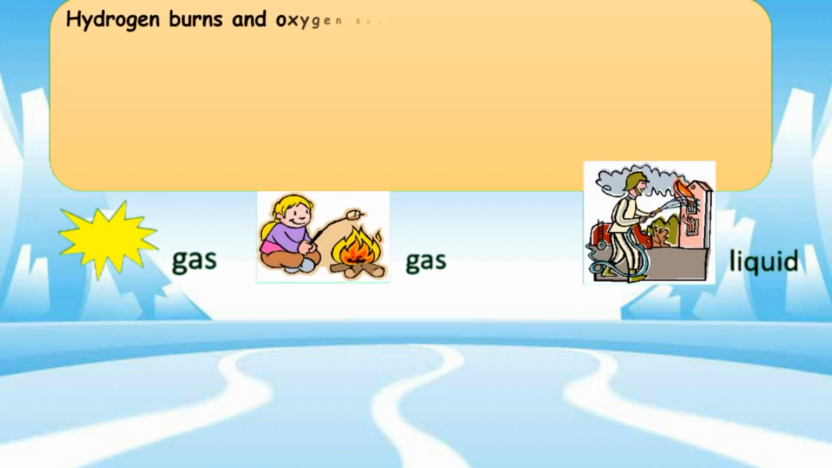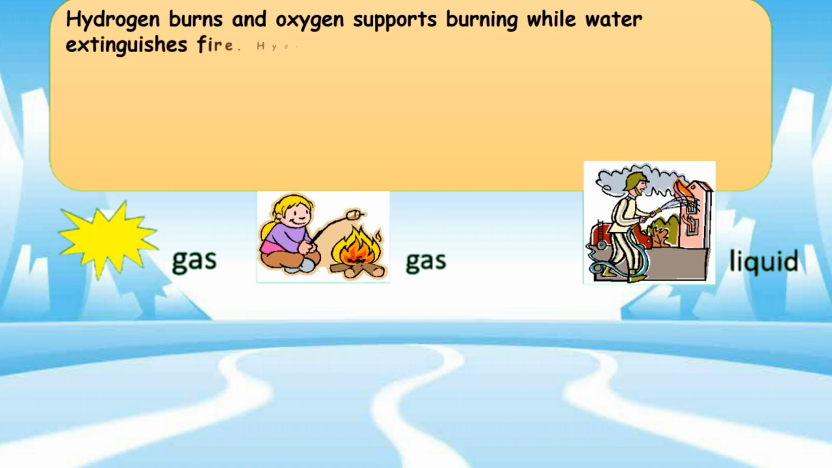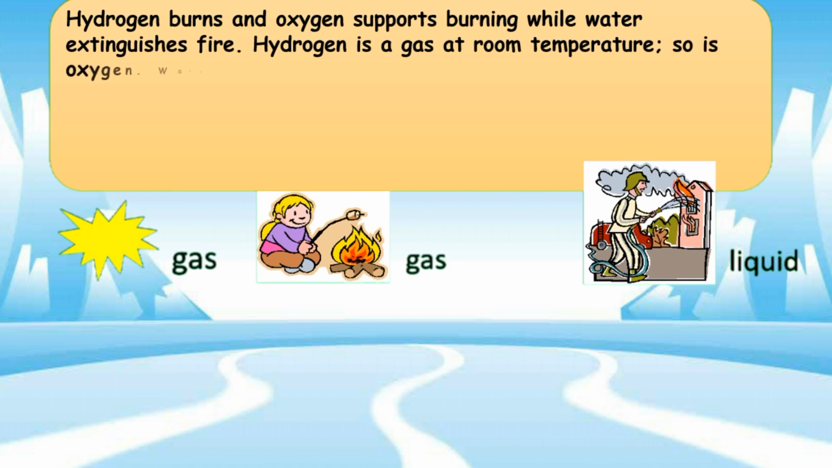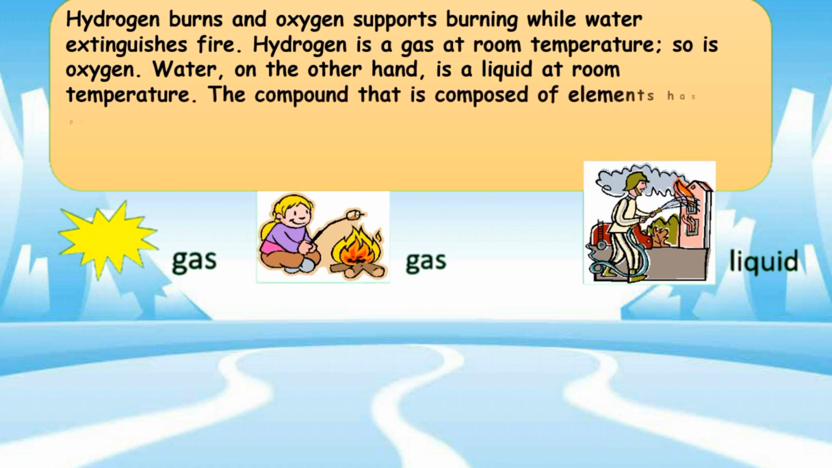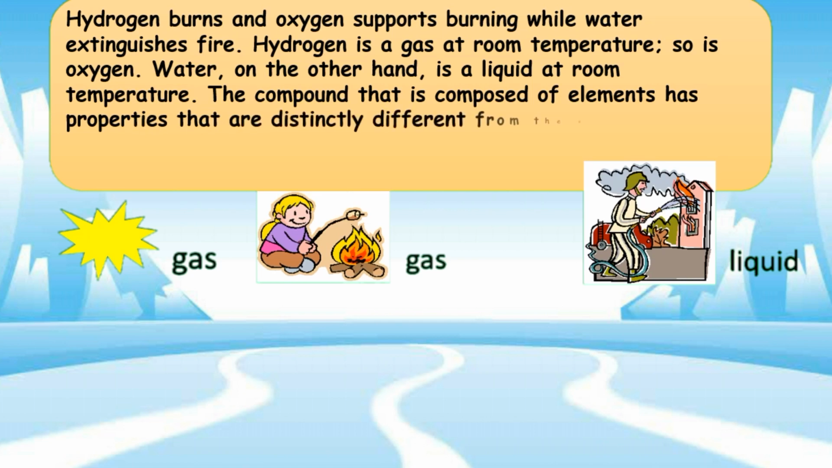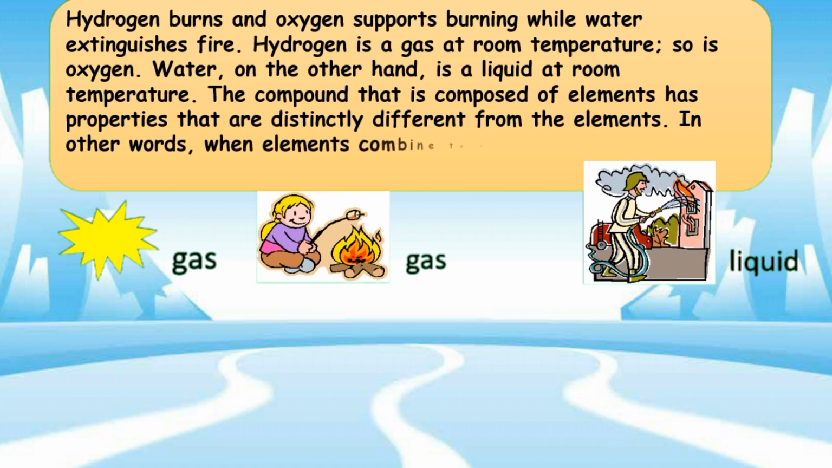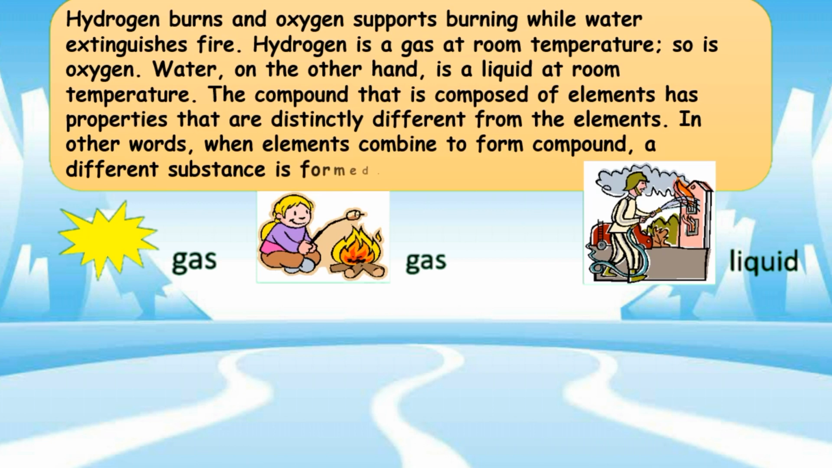Hydrogen burns and oxygen supports burning, while water extinguishes fire. Hydrogen is a gas at room temperature, so is oxygen. Water, on the other hand, is a liquid at room temperature. The compound that is composed of elements has properties that are distinctly different from the elements. In other words, when elements combine to form a compound, a different substance is formed.